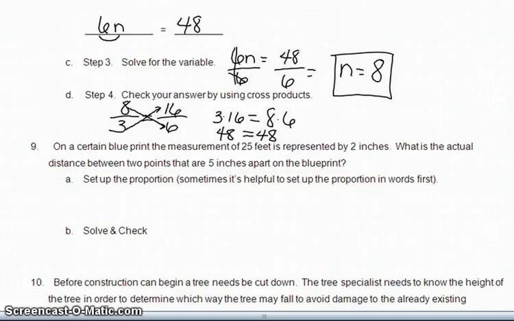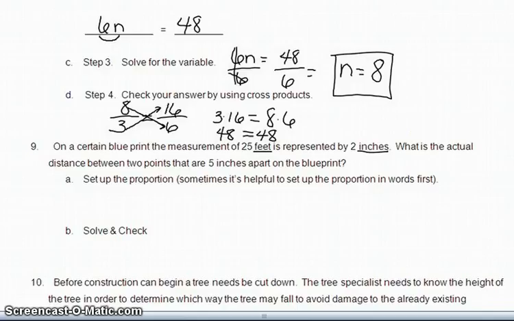N equals 8. So I'm going to do one more, and then I'm going to ask you to do one. On a certain blueprint, the measure of 25 feet is represented by 2 inches. Now, is that a ratio or a rate, and why? Well, that's going to be a rate because I have two different units, feet to inches.